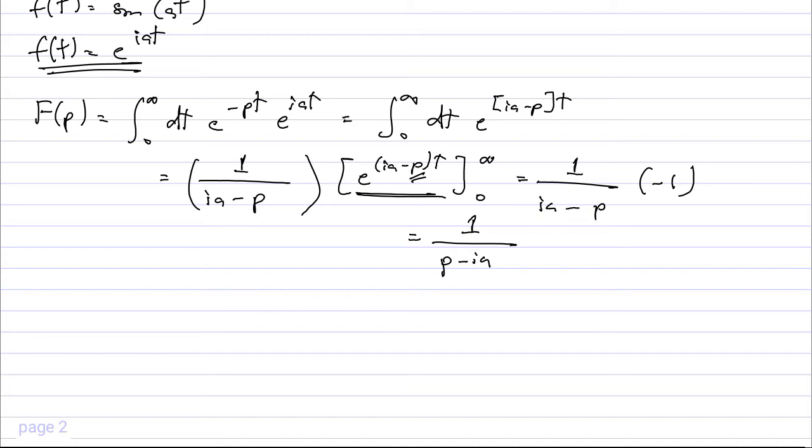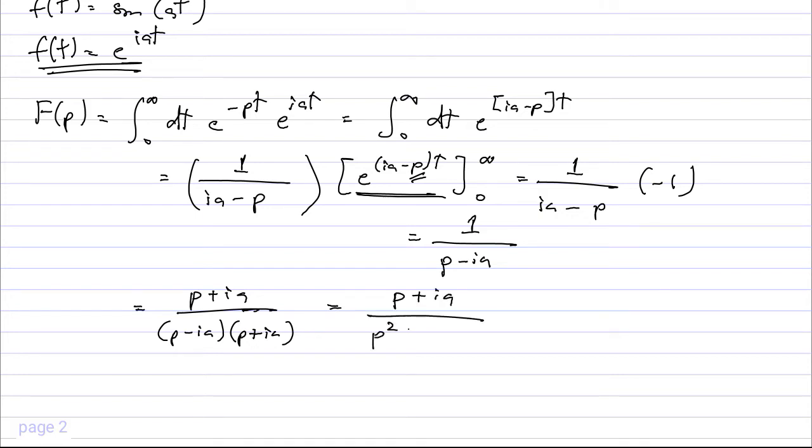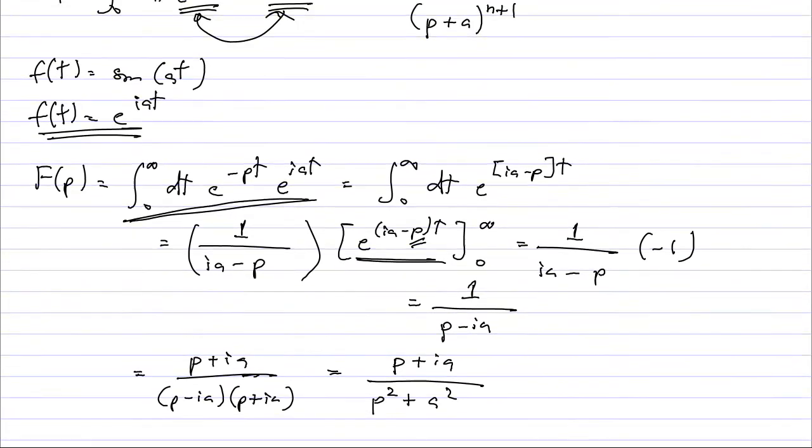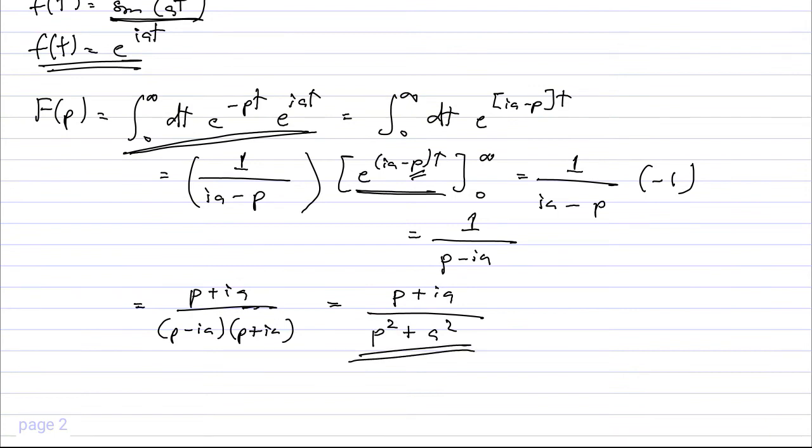Fine. I can then write this as p plus ia over p minus ia times p plus ia, because I have to take the real and imaginary part later on. So this will give me p plus ia over p square plus a square. If I now take the imaginary part of this, I get the integral from 0 to infinity dt e raised to power minus pt sine of at, which is precisely the Laplace transform of this thing, and that in turn is the imaginary part of this, which is simply a over p square plus a square.